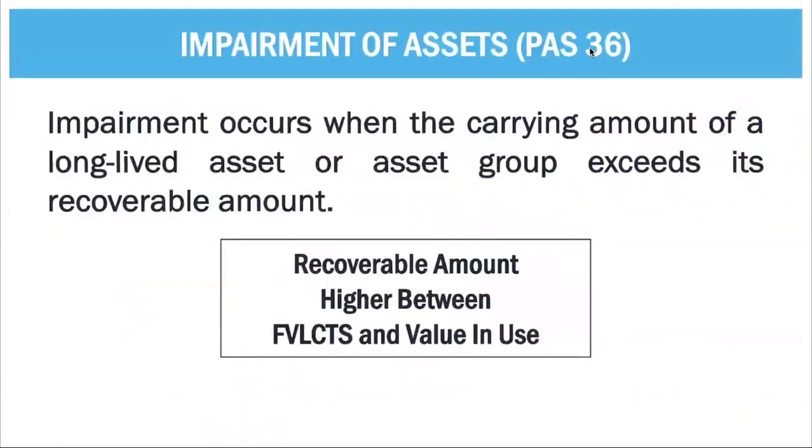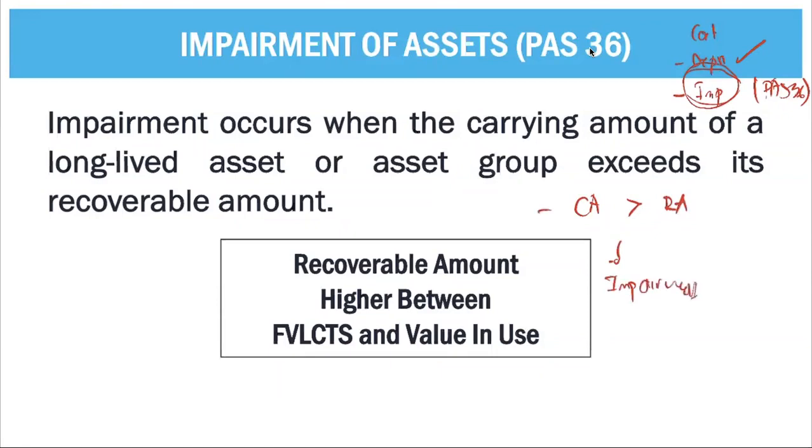We go now to your impairment of assets. Remember, how do we measure? Cost less depreciation. We're done with depreciation, less your impairment. So we go now to your impairment. Impairment of PPE is covered under FAS 36. So impairment occurs when the carrying amount of the long-lived asset or asset group exceeds its recoverable amount. So carrying amount is greater than recoverable amount, meaning there is an impairment.